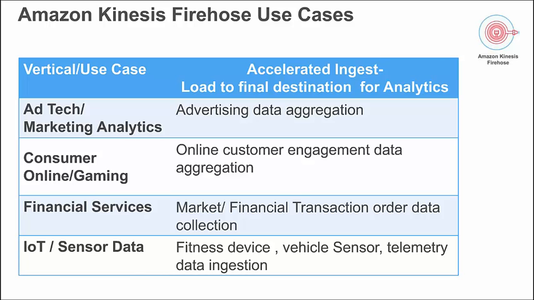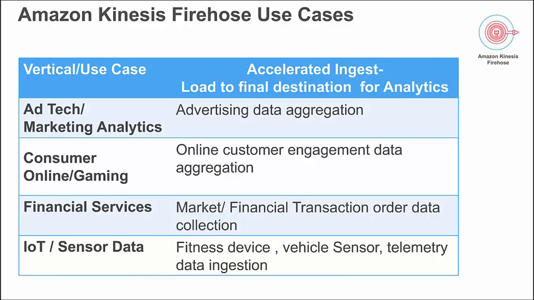The primary use case that we see is accelerated ingest, when vast amounts of streaming data needs to be collected, with each one of the records being pretty small. It could be bytes or kilobytes in size, but millions or even billions of these records need to be aggregated into larger files and then persisted or stored in S3.